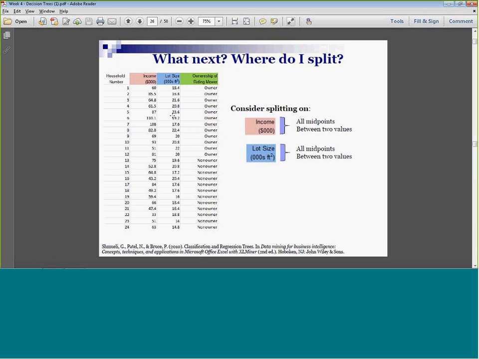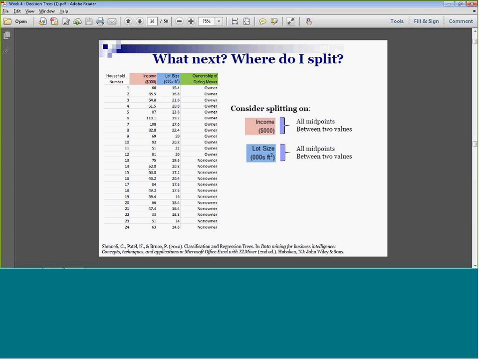I'll show you what I mean. Here's our original set, sort of the way it came in, 1 through 24. We have to consider splitting on income. We only have two things to consider: we can either split on income or lot size, right? And we have to consider splitting on every midpoint between two values.